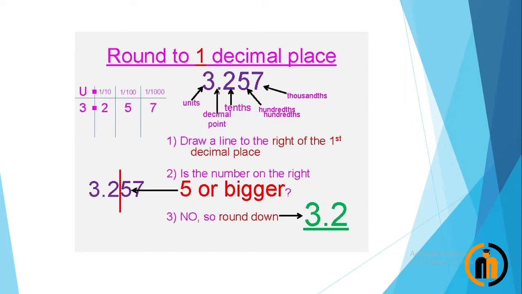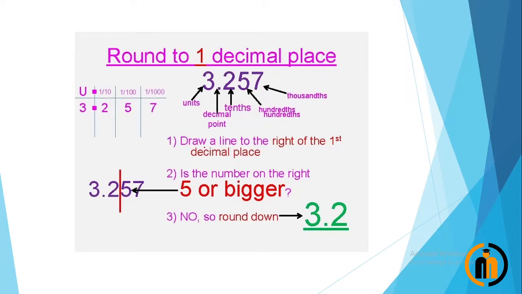The number after the decimal point is in the tenths place. The number after the second decimal place is 5, which is the hundredths. The next value is 7, which is the thousandths. Let me repeat: units, decimal point, tenths, hundredths and thousandths. How do we round it to one decimal place?